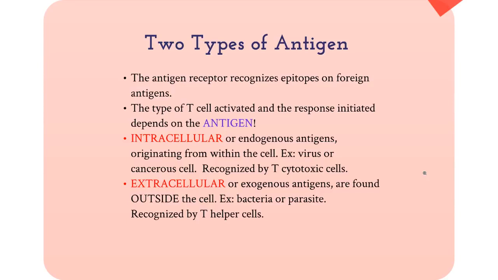There are two types of antigens, intracellular and extracellular antigen. Intracellular or endogenous antigens, such as a virus or from a cancer cell, are recognized by the cytotoxic T cells. T helper cells will recognize an epitope from an extracellular or exogenous antigen, such as the typical bacterial or protozoal infection.